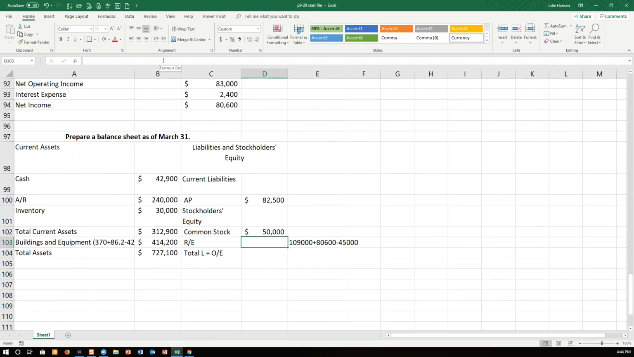So I'll do this in a formula: the 80,600 minus the 45,000, and that gives me 144.6. And then I'm going to add my 144.6. My final entry is to add in my stockholders' equity portion, which is the retained earnings and the common stock, and add that to my liabilities, and holy moly, look at that, I balance. So we're all done.